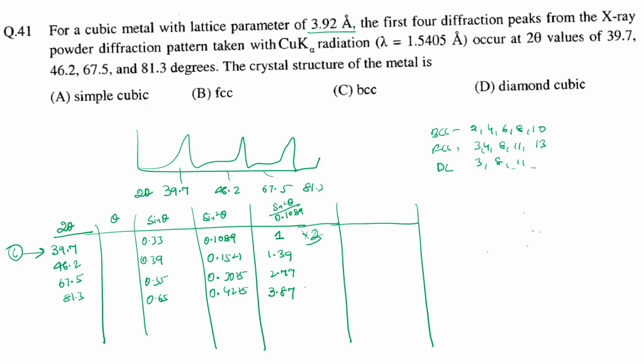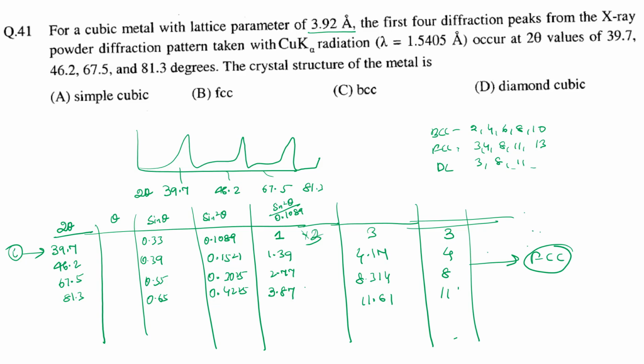But if you multiply by 3, it is 3, then 1.39 into 3 is 4.17, which is close to 4. So you will have to find values that are close to integers. Multiplying by 3, we get 3, 4.17, 8.314, and 11.61. So approximately it is 3, 4, 8, and 11. This follows the pattern of FCC. So you can find it like this.